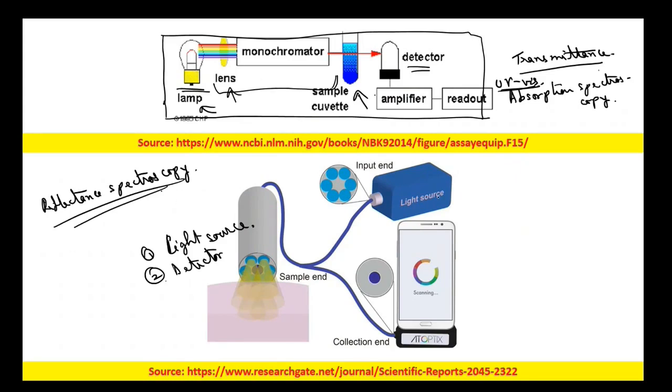And it is something like this. You have this input end from where you have the light source. It goes through the probe, and through the probe the light is illuminated. Then at the middle there is a darker region. Through here the light enters the detector, and that information is transferred to a processor. The processor may be a mobile phone or a computer.